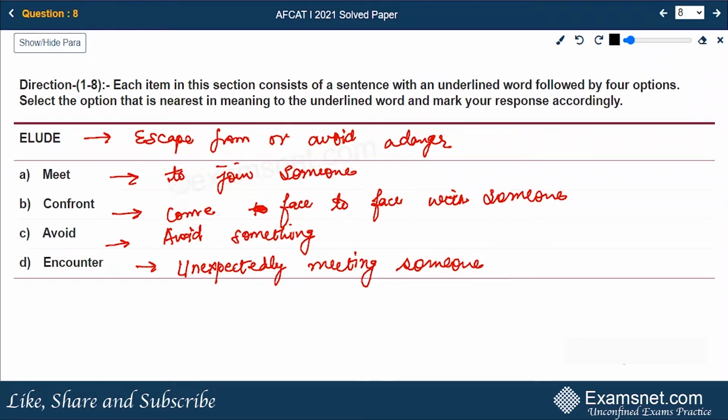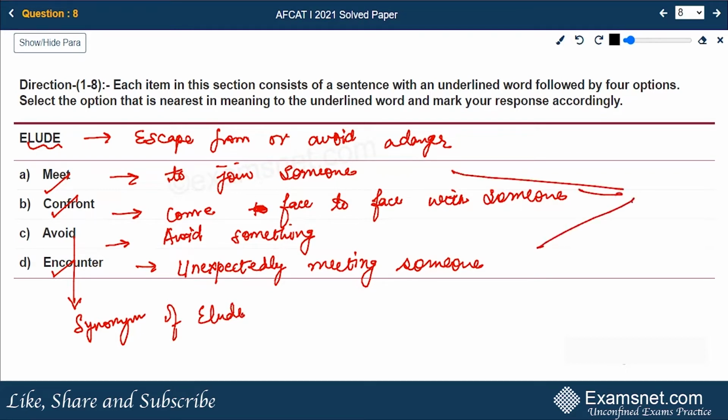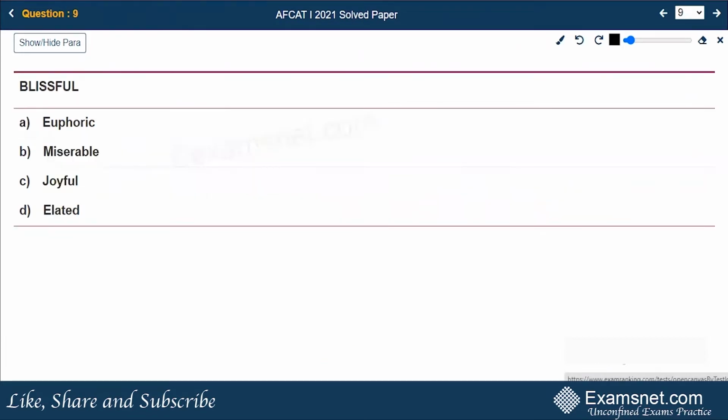So from here you can clearly see meet, confront, and encounter. They are the antonyms of elude. Only avoid is the synonym of elude. The rest are antonyms. So the correct answer to this question is option C, that is avoid. Next, question number 9.